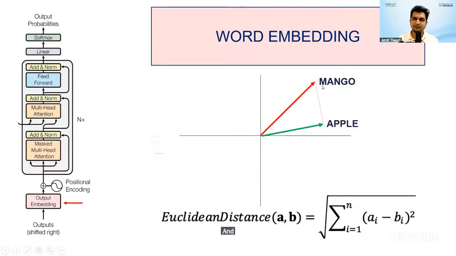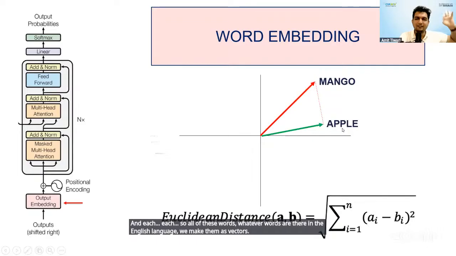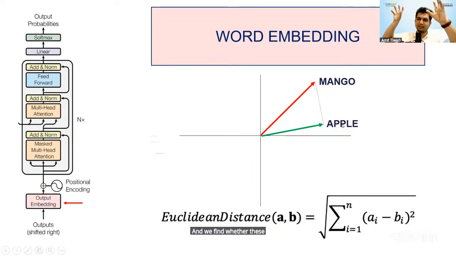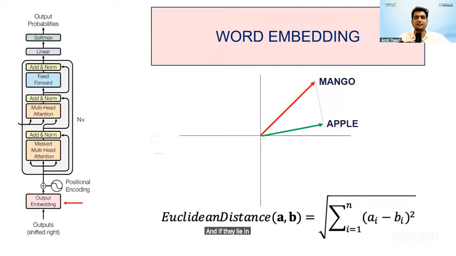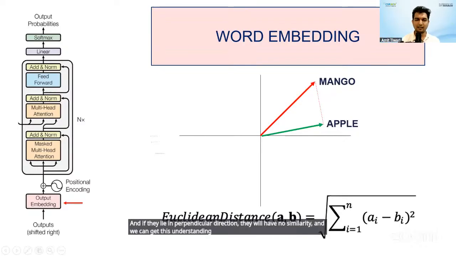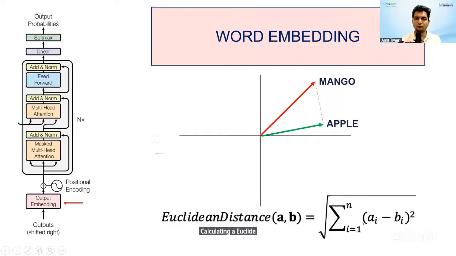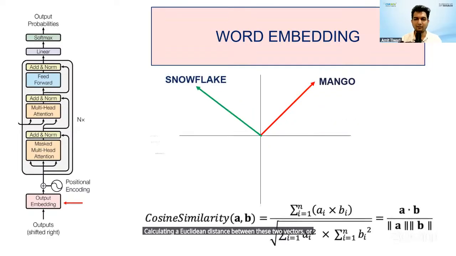All of the words in the English language, we make them into vectors, and we find whether two vectors lie in the same direction. If two vectors lie in the same direction, they will have more similarity, and if they lie in perpendicular directions, they will have no similarity. We can get this understanding by calculating a Euclidean distance between the two vectors, or by cosine similarity, multiplying the two vectors as a dot product. All right.